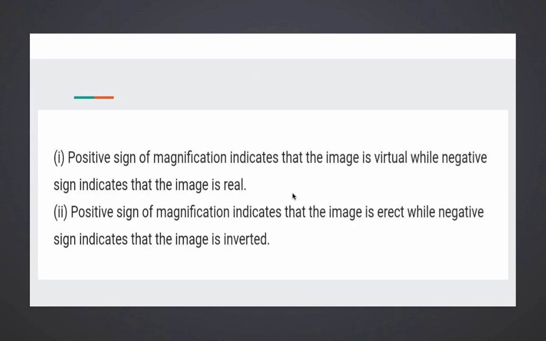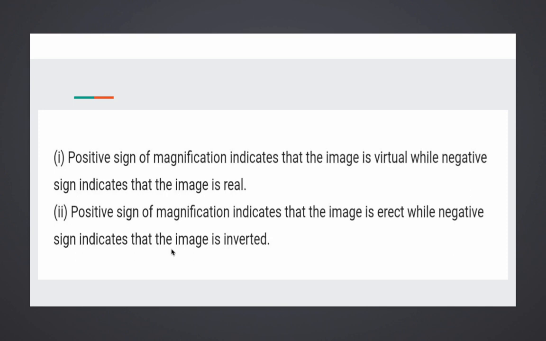See, when I say the positive sign is there in magnification, it means the image is virtual, while a negative sign means the image is real. Also, a positive sign of magnification indicates that the image is erect, while a negative sign indicates that the image is inverted. Students, these are the points you need to learn, because when I'll be taking the numericals, I'm going to straight away tell this is a real image, this is an inverted image. How will you get to know?